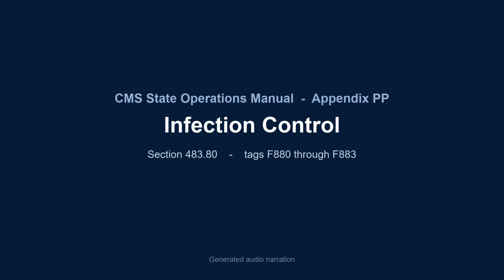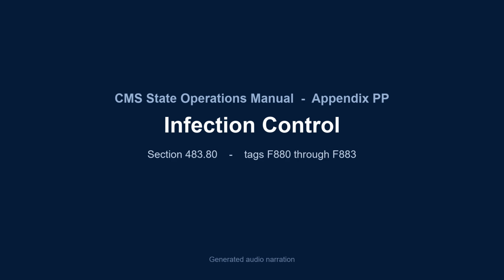Section 483.80, Infection control. The facility must establish and maintain an infection prevention and control program designed to provide a safe, sanitary, and comfortable environment, and to help prevent the development and transmission of communicable diseases and infections.